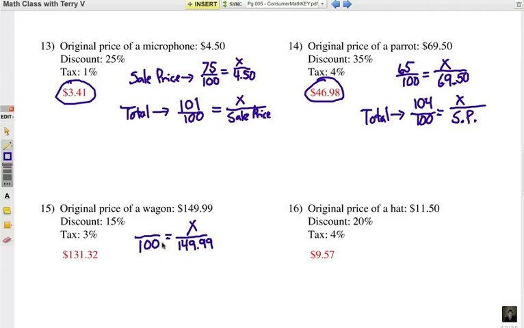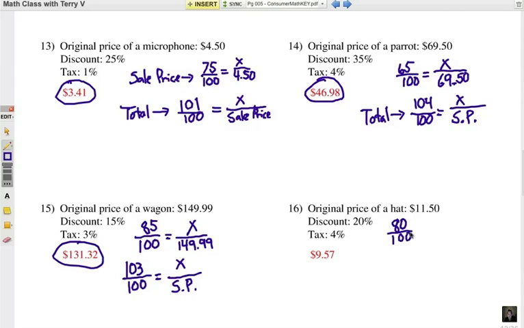Number 15. If the discount is 15%, what percent do you pay? Yes, 85%. So 85 over 100 equals X over 149.99. That will give you your sale price. Then the next proportion you use is 103 over 100 equals X over your sale price answer. Answer should be about 131.32. And finally, number 16, 20% discount means you pay 80% of the price.